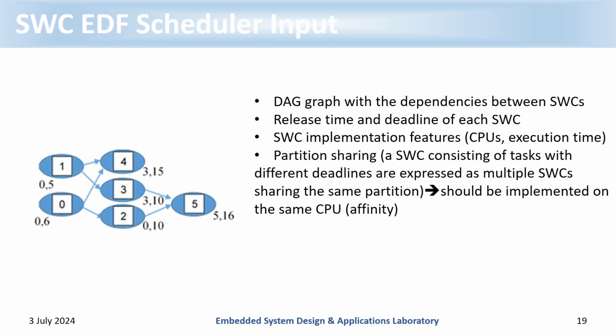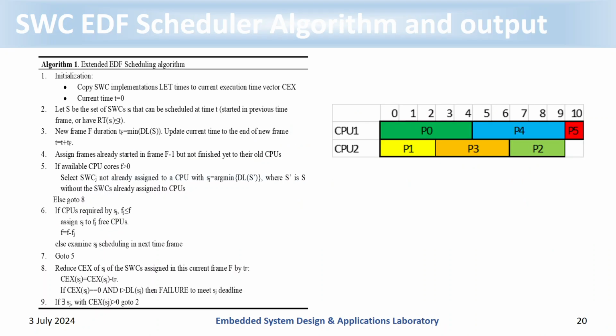The input of the software component EDF scheduler is a DAG graph describing the dependencies between the software components, the release time and deadline of each software component, and the implementation features of the selected software component implementation. This is the number of CPUs that are required and the achieved execution time. Then, as already mentioned in the previous slide, partition sharing information has to be given. A software component consisting of tasks with different deadlines can be expressed as multiple software components sharing the same partition.